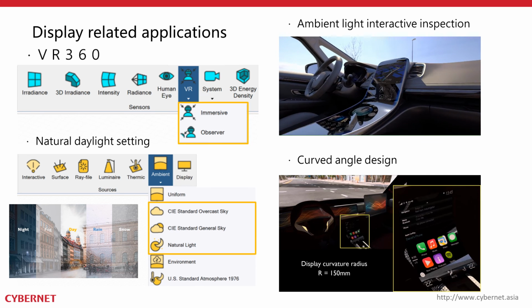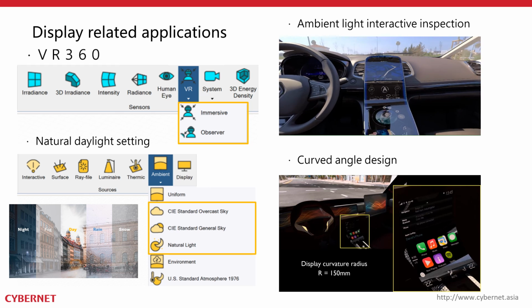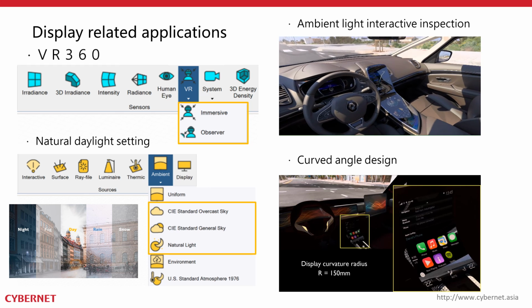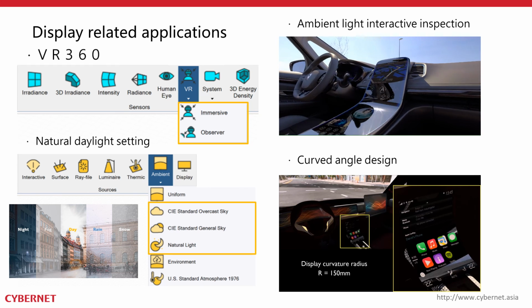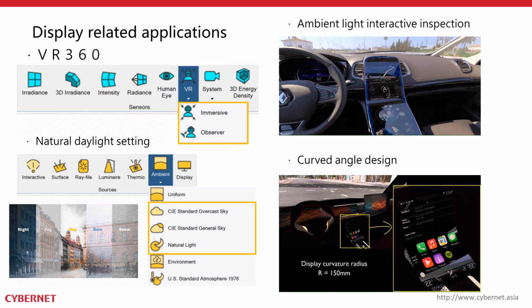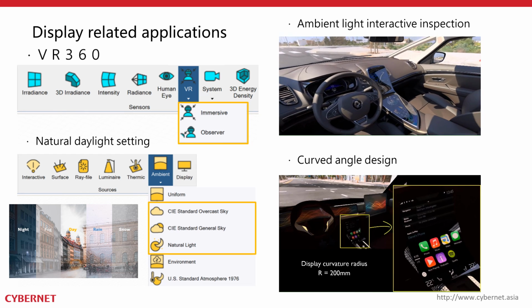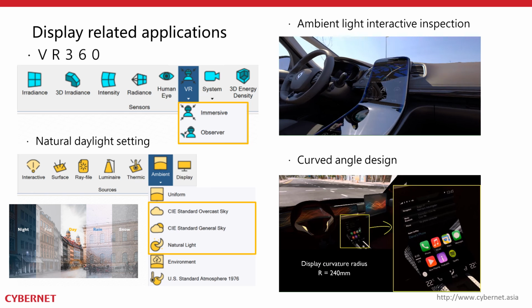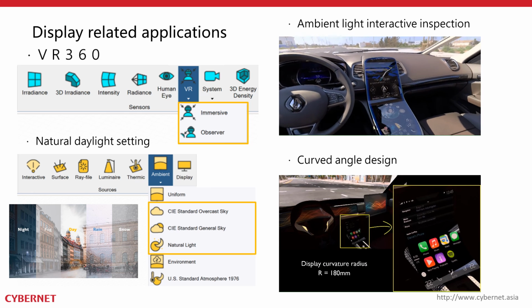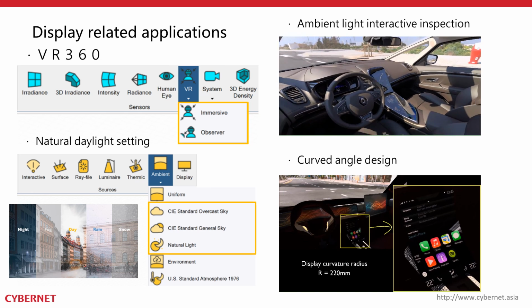In this car interior example, a user is able to do a virtual inspection under a certain ambient light condition. When a user found a problem such as glaring or reflection on the panel, the user is able to optimize the design within SPEOS environment.